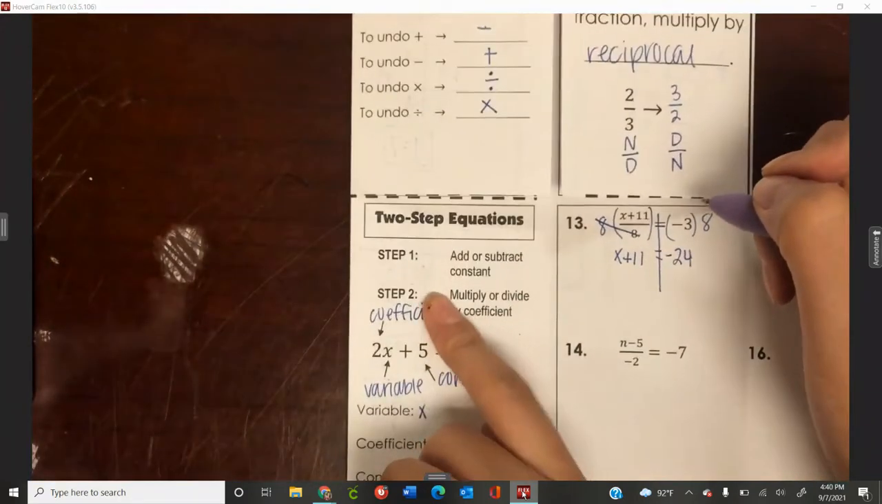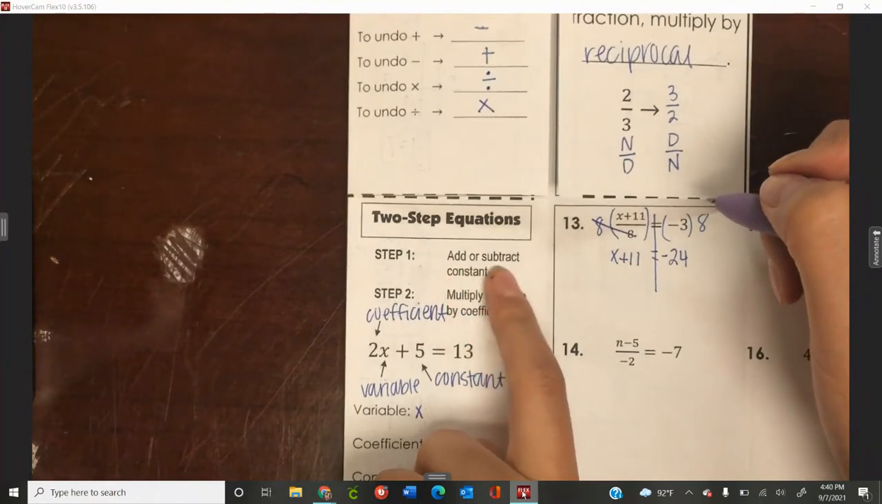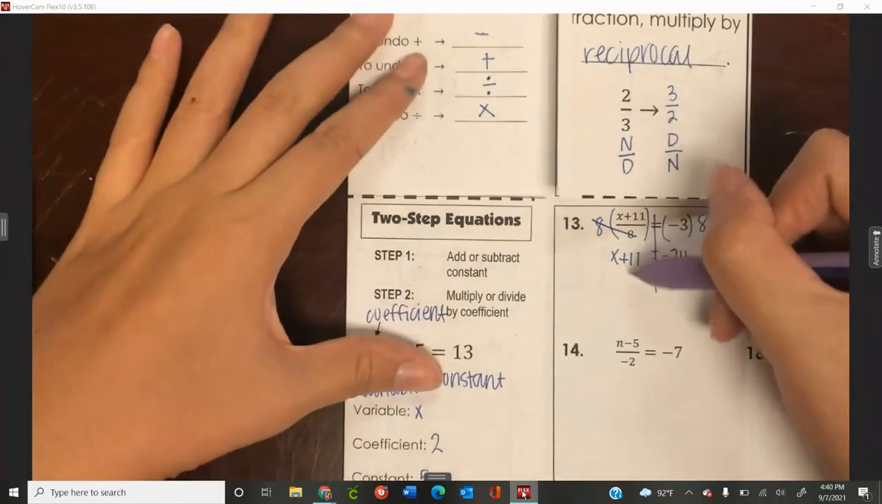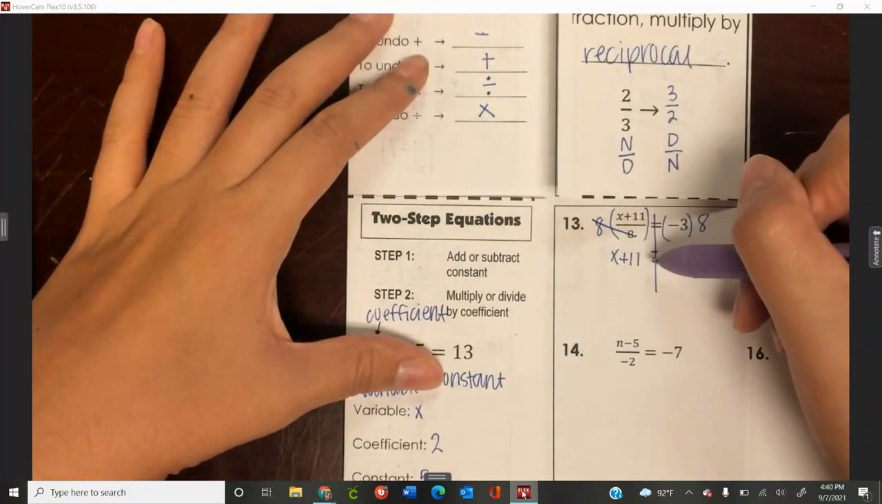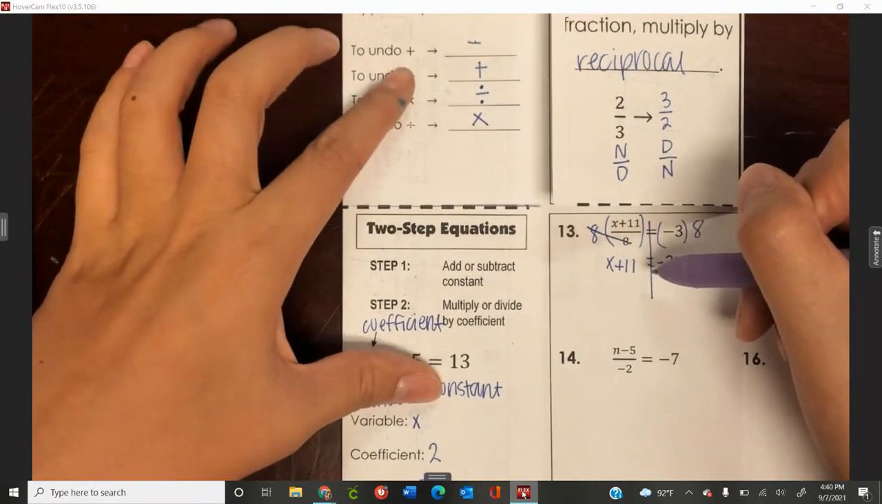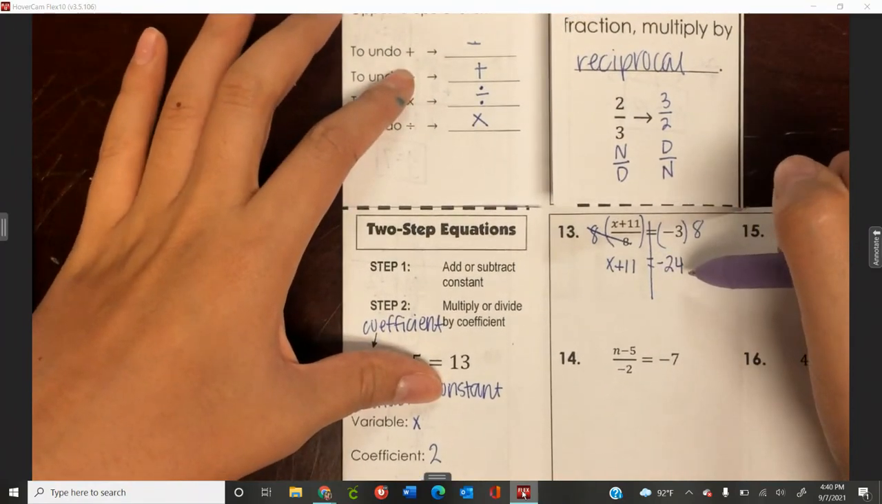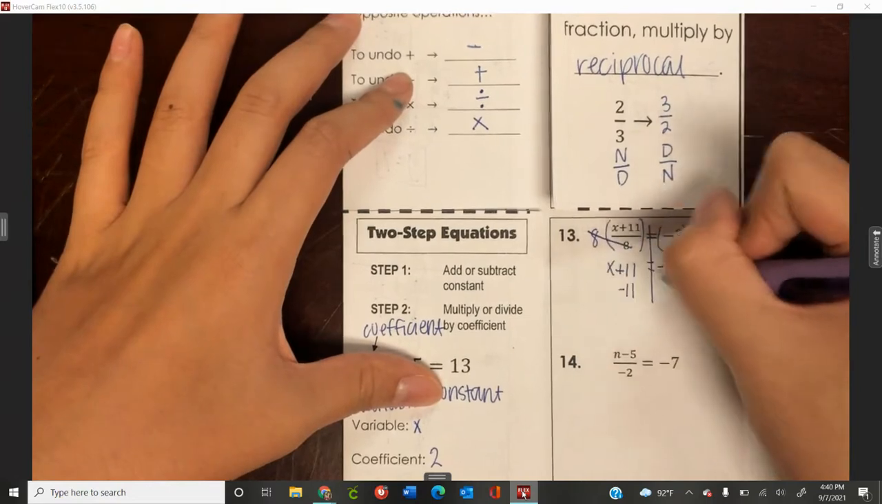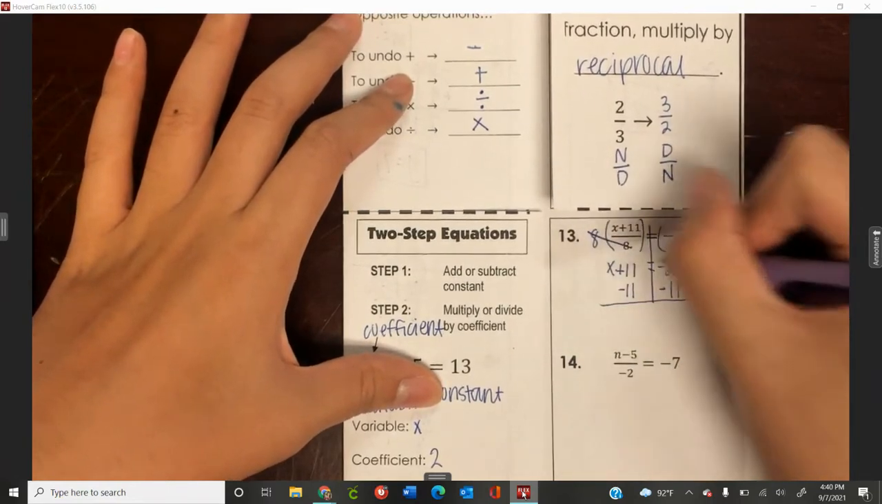So now we can follow our steps for two-step equations. So we want to add or subtract our constant. Right now, my constant is being added. So 11 is being added, and I want to undo it. I want to move it over to the other side. So that means I have to subtract it from both sides.